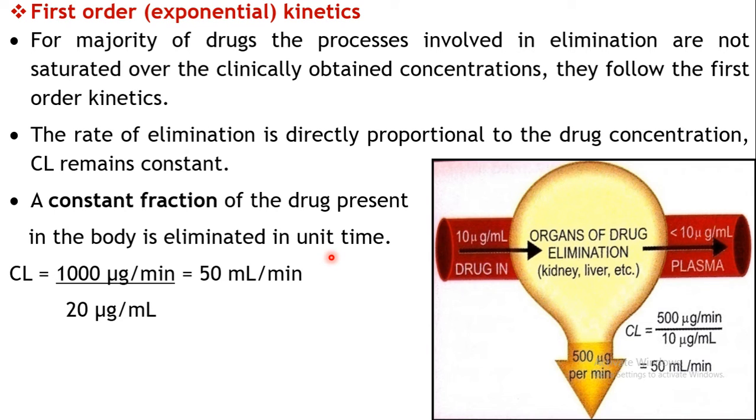Okay, so out of the total amount of drug which is present in the body, a certain fraction, that is a certain percentage of your drug, is getting removed. It's not a constant amount, it is a constant fraction or a constant percentage of your drug that is removed from the body per unit time when the kinetics of elimination follows first order kinetics.